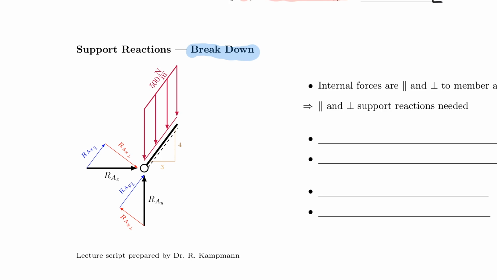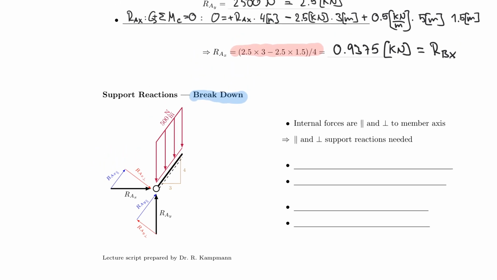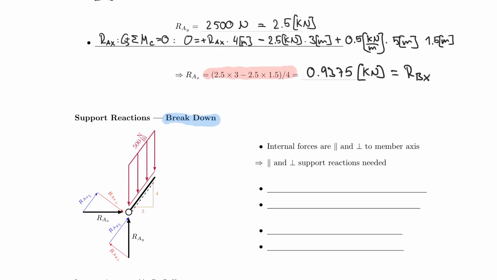So let me point towards it. RAX, which we just calculated, has a component that is perpendicular to the beam, and it has a component that is parallel to the beam. So I'm going to call these RAX parallel and RAX perpendicular. And similarly, RAY parallel and RAY perpendicular. So maybe the first step I should do is bring down my actual results here. And so I had RAY being equal to 2.5 and RAX was equal to 0.9375.